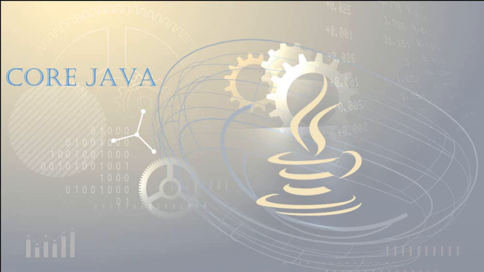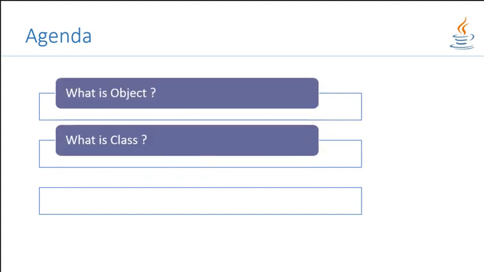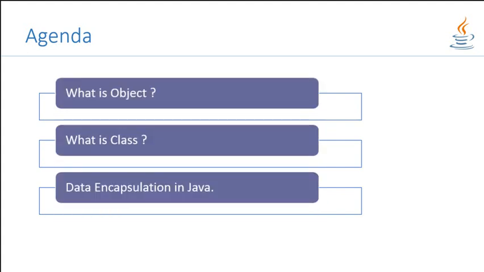Friends, do you know Java is an object-oriented programming language? But what makes Java object-oriented? Let's understand. The agenda for today's video is to know the foundation of object-oriented concepts. We shall see what is an object, what is a class, and what is data encapsulation.